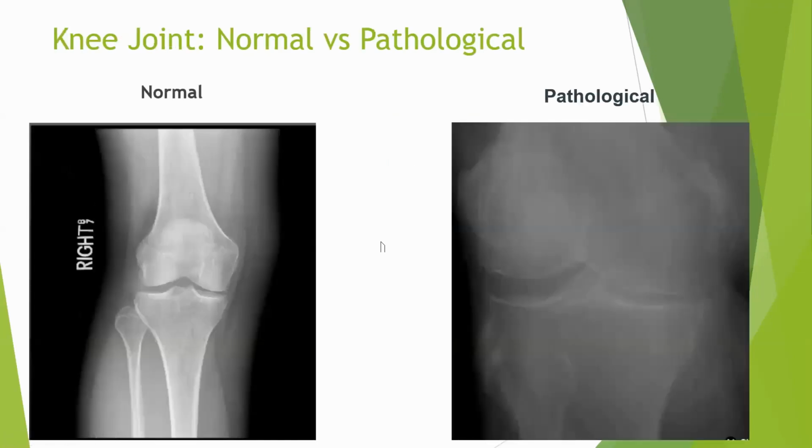So lastly, knee joint, normal versus pathological. This is probably the most common thing that you come across. Obviously, as you can see, there is a huge amount of OA on the pathological knee. There is loss of medial joint space, complete sclerosis and osteophytic changes. There is hardly any space in the medial cartilage. There will be cartilage erosion.